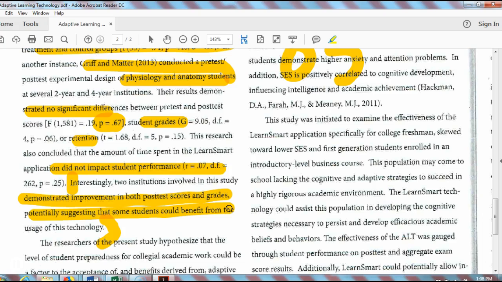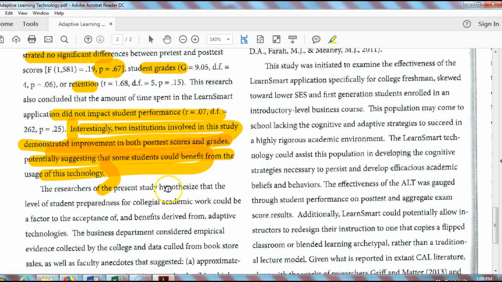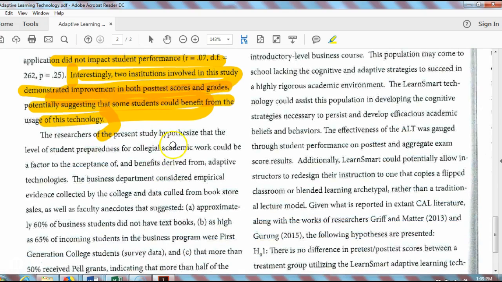And don't forget, the first study was upperclassmen, right? The one that found no difference. The second study that found no difference was physiology and anatomy students. Okay, so is it maybe something in this population where this LearnSmart doesn't help, but down here there was something going on where it did help the students? So then we go on to make our guess or approximation as to why that might be.